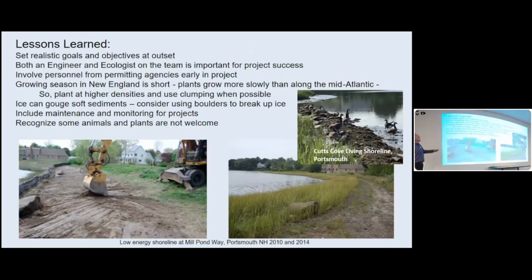So lessons learned. Realistic goals and objectives at the outset. Buy in from engineers and ecologists. Involve permitting agencies early in the project. Have those pre-permitting discussions. Our growing season is short. The plants grow slowly, so use higher densities and clumping. Ice can gouge soft sediments, so think about protection and include maintenance and monitoring. And recognize that some plants and animals like geese and the invasive snail, common periwinkle, are not always welcome at your sites.